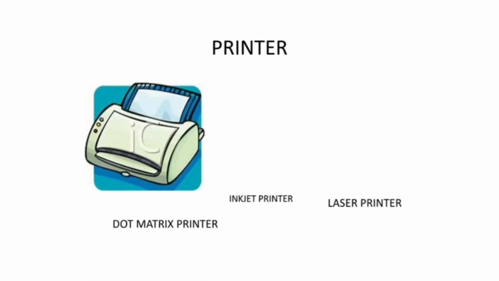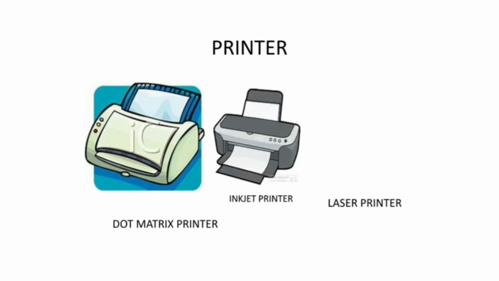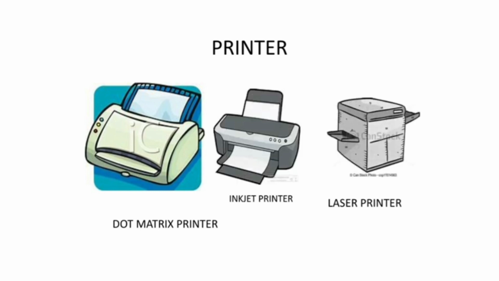Next is printer. This output device is connected with the computer to get hard output, that is permanent output on paper. Printers can be of different types like dot matrix printer, inkjet printer, laser printer, etc. They differ from each other in their speed, printing quality and working technology.